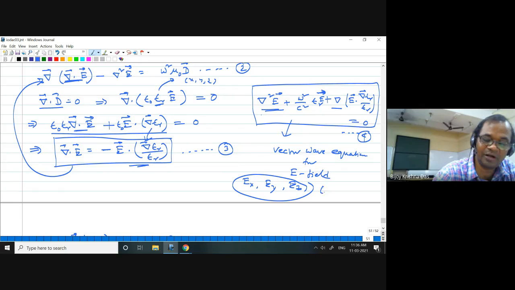What their space dependencies are, I can find, and then the total solution will obviously be varying with e to the power j omega t. You just multiply this one by e to the power j omega t. With X, Y, Z dependence, at every point, every position, the electric field will be oscillating with e to the power j omega t.